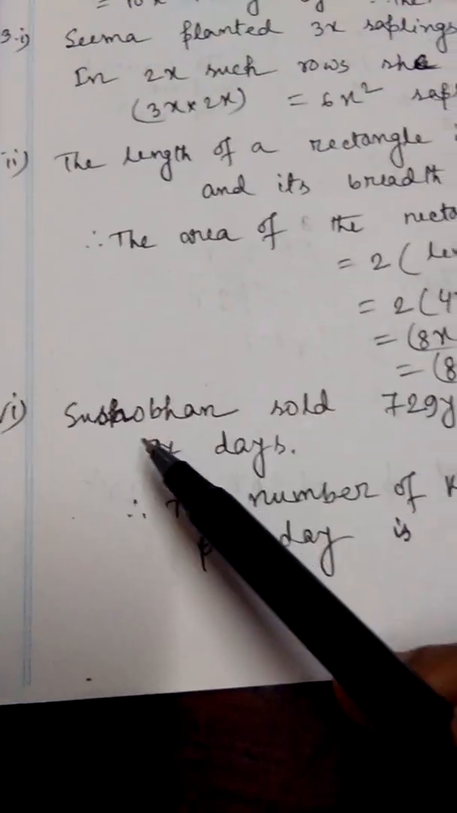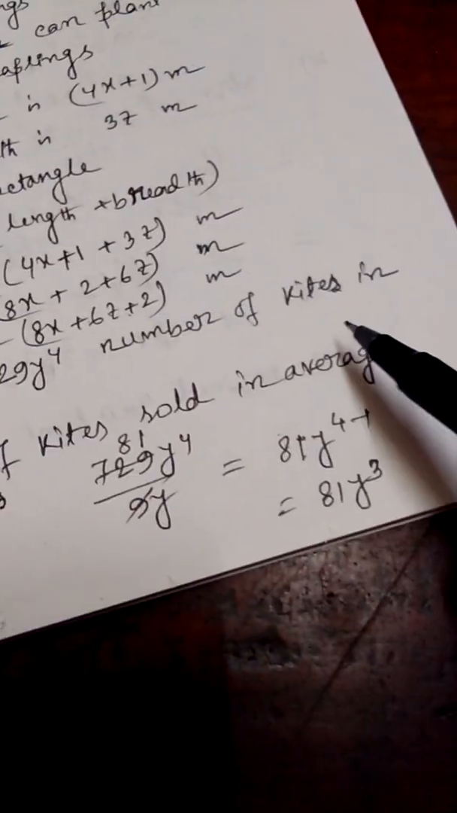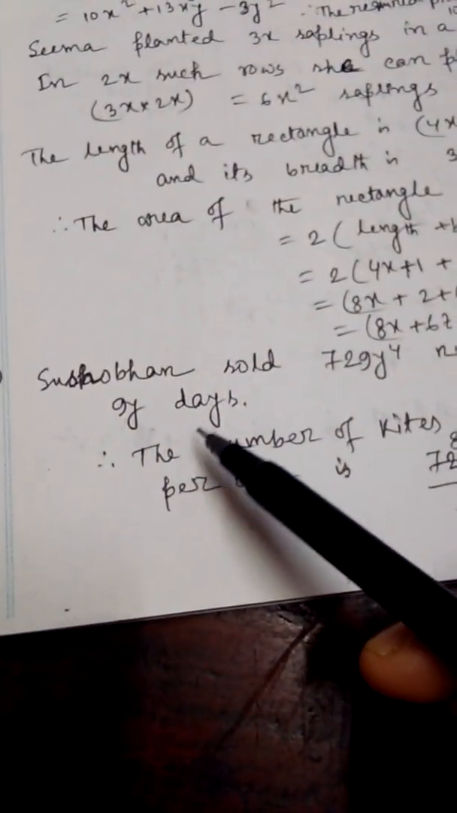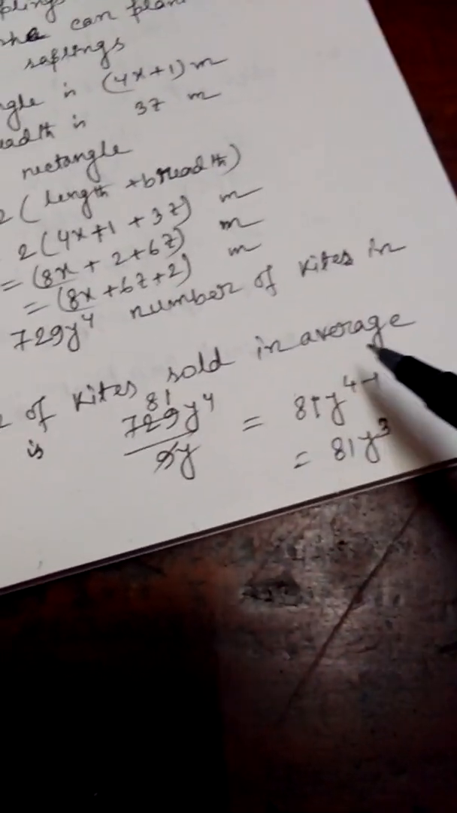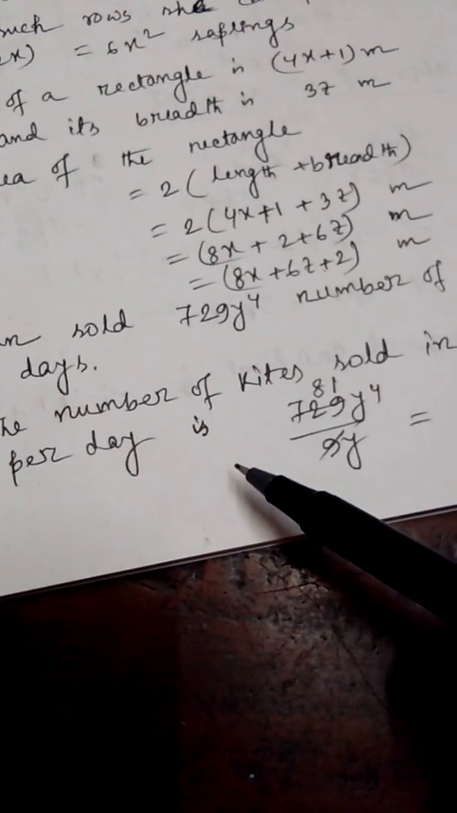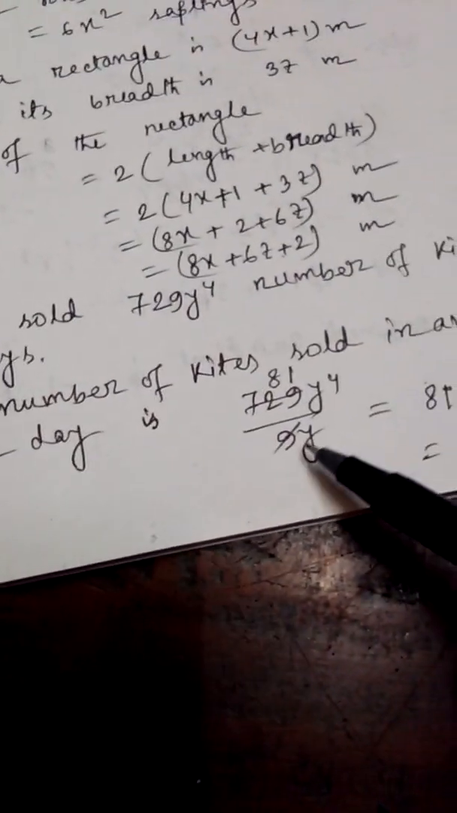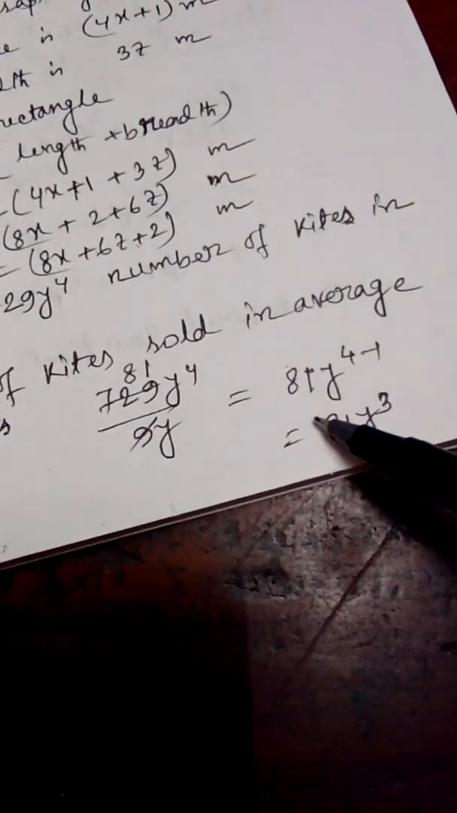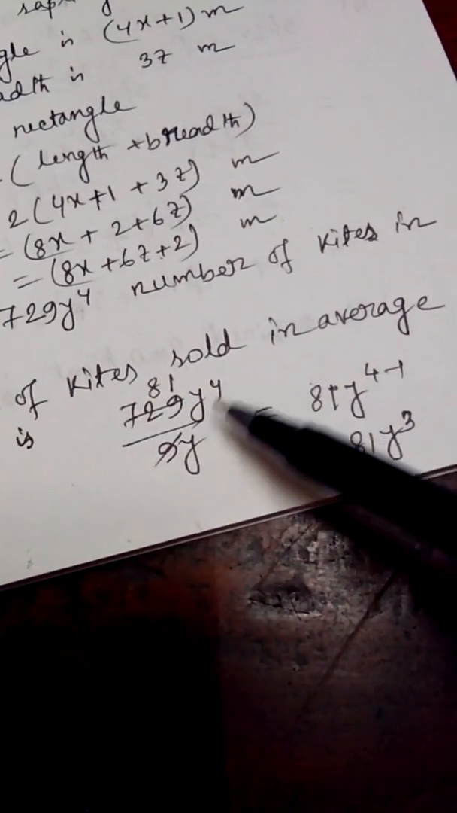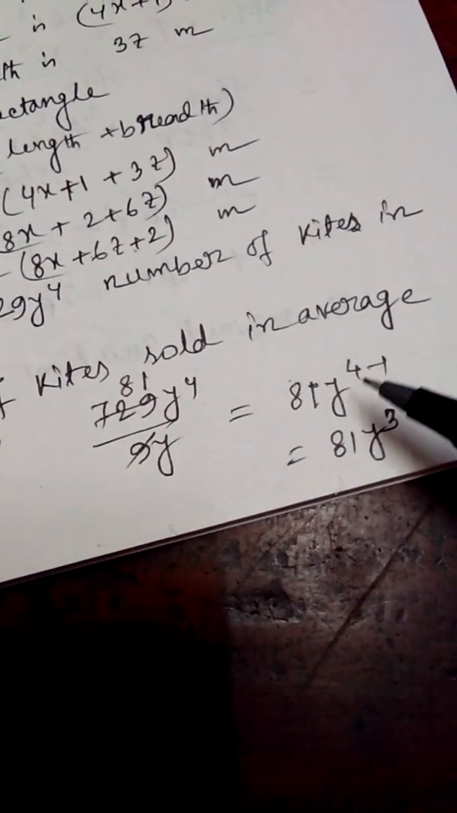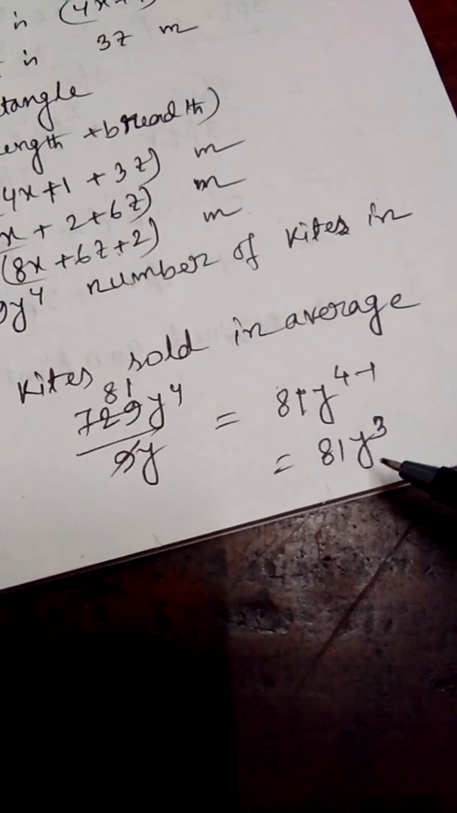Here the answer is given. Sushobhan sold 729 y to the power 4 number of kites in 9y days. Therefore, the number of kites sold on average per day is 729 y to the power 4 by 9y. Then after simplification we get 81 into y to the power 4 minus 1, using the property of indices, equal to 81 y cube.